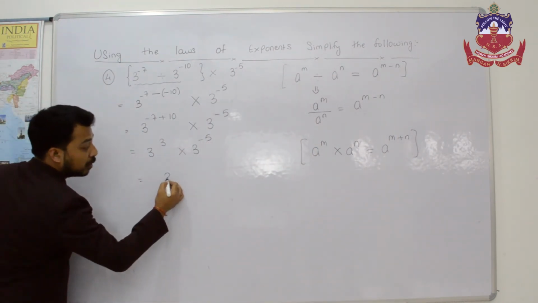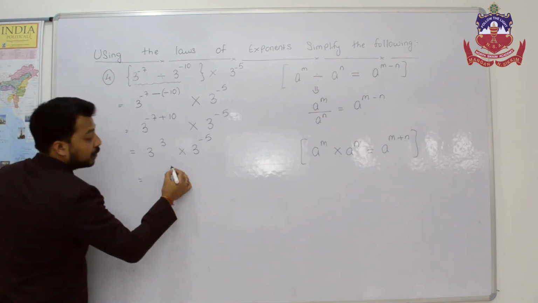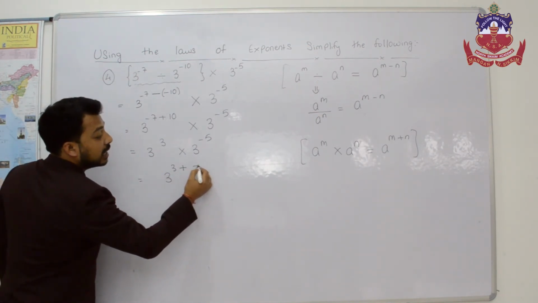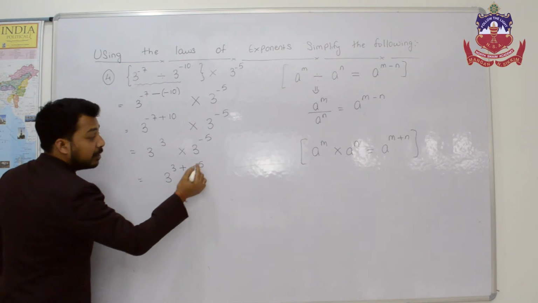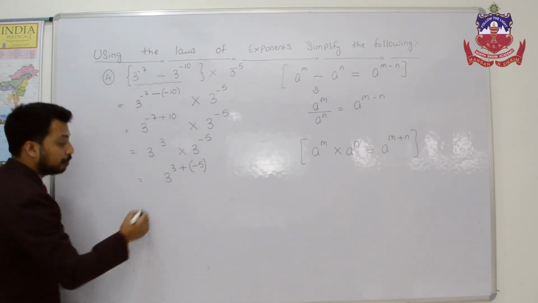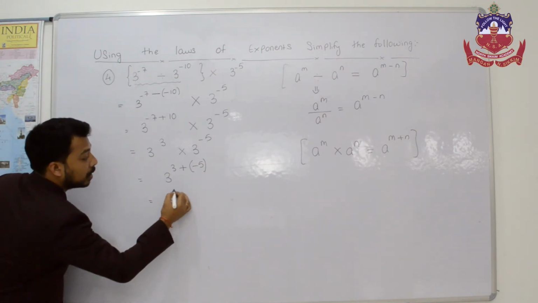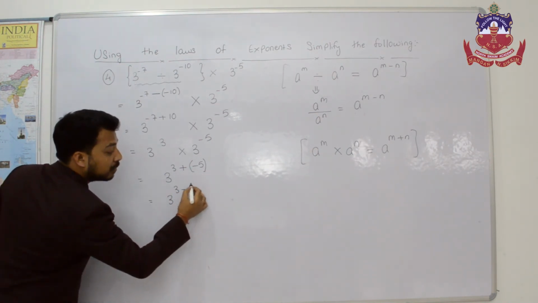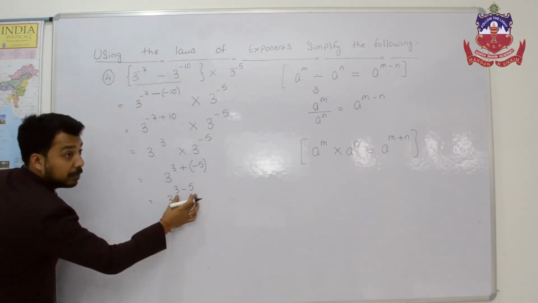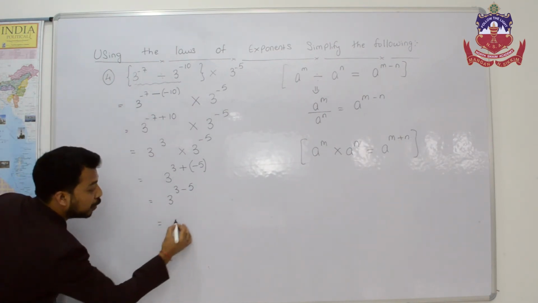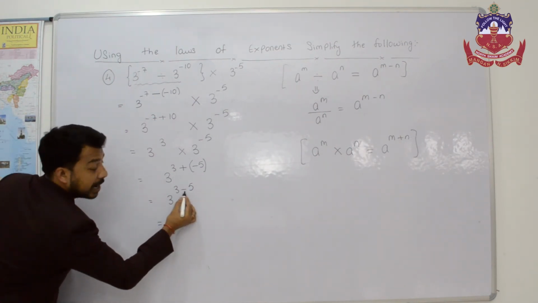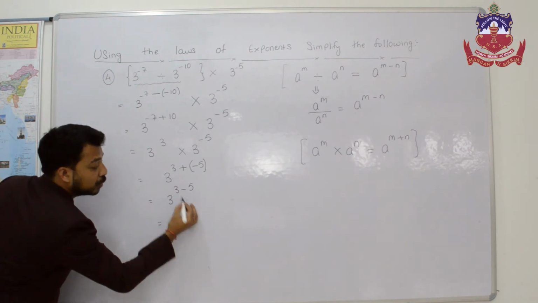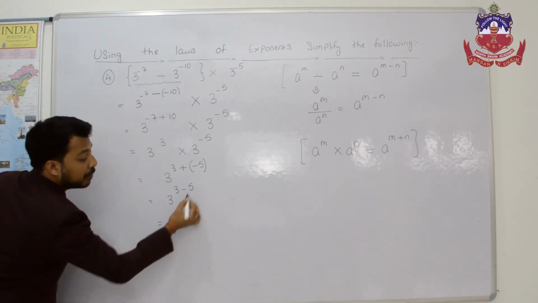So you write the base one time, and the first power gets added with the second power, but the second power is negative, so we will write it in the bracket. So it gives us 3 to the power 3, let's open the bracket, plus minus minus 5. When we simplify this power, 3 minus 5 gives you minus 2, taking the sign of the bigger number, so minus.